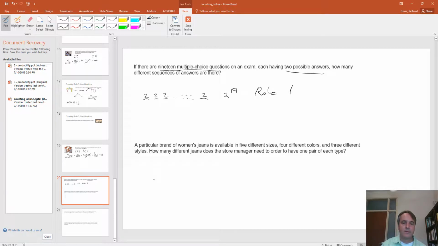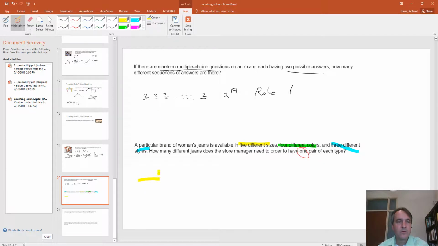Okay. A particular brand of women's jeans is available in 5 different sizes. Okay, let's start highlighting these. So 5 different sizes and 4 different colors and 3 different styles. Okay, so how many different jeans does the store manager need to order to have one pair of each type?